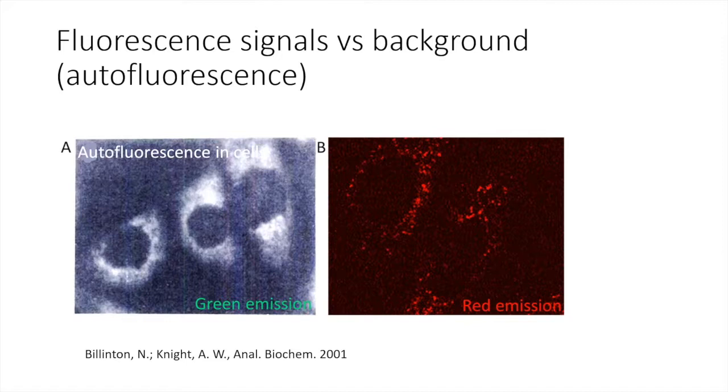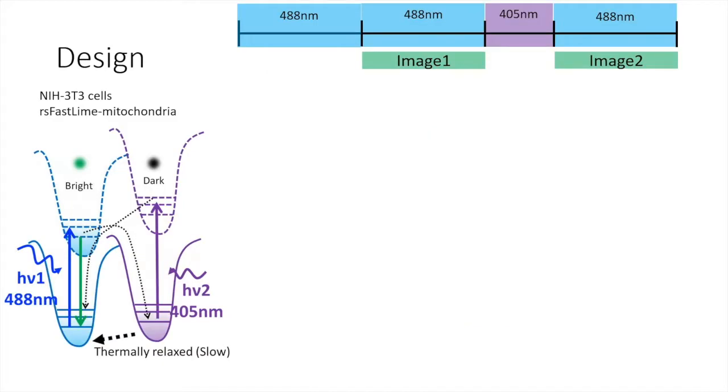In order to remove the autofluorescence, we are using the photo-switchable fluorescent protein. Because with photo-switchable fluorescent protein, we can use a second laser to make the fluorophore bright again. And then it can be reversibly bright, dark, bright, dark. So we are manipulating the fluorophore by using these two lasers.